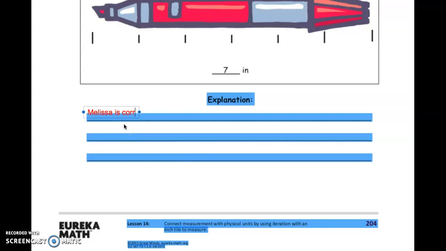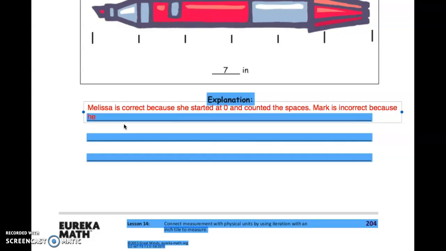Melissa is correct because she started at 0 and counted the spaces. Mark is incorrect because he counted all of the lines and did not start at 0. Go ahead and write out your explanation on your worksheet. You can pause this video if you want to look at my answer and copy it down.